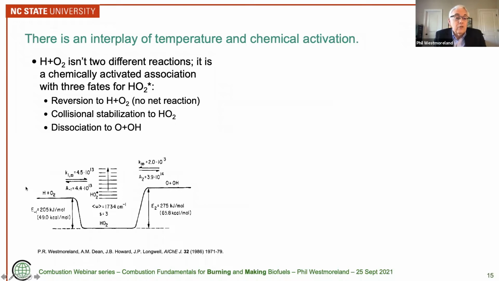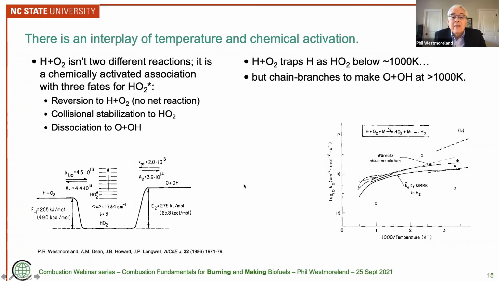And at low temperatures, it'll get stabilized as HO2. You raise temperature, and it starts to say, no, I'd rather fall back apart. And then at higher temperatures, that hot HO2 explodes into O plus OH. We see that in the data. Looking at the H plus O2, writing it as a third body reaction, we see that H plus O2 traps the H and thus keeps it from propagating combustion below 1,000 kelvins.